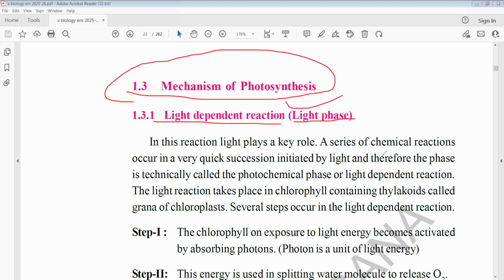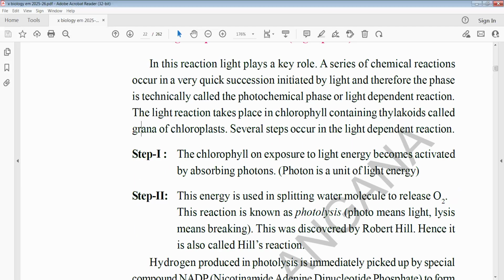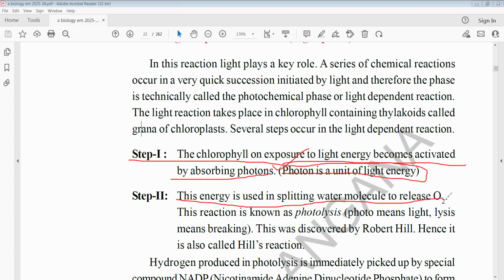The reactions take place in the chlorophyll containing thylakoids called grana of the chloroplast. Here we can see mainly two steps. Step 1: chlorophyll on exposure to light energy becomes activated by absorbing photons. A photon is a unit of energy. This energy is used for splitting of water molecules to release oxygen.